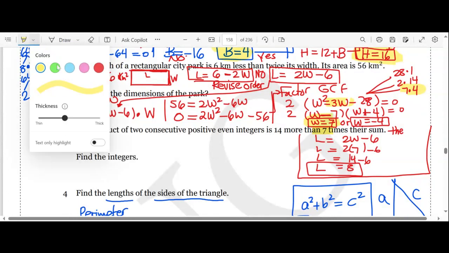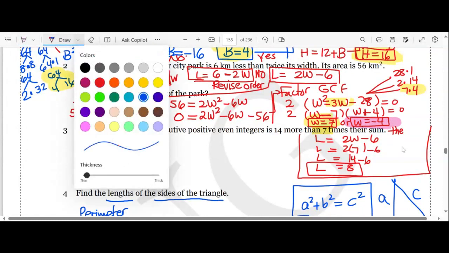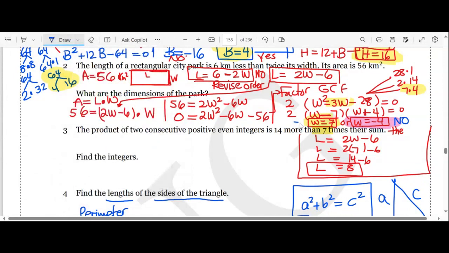Can I choose -4? Is the answer yes or no? No. Why is this one yes and the other one no? Because it's negative, correct? It's coming out negative. Distance can never be negative. Yes. So remember this: distance must be positive. Now let's go for the next one.